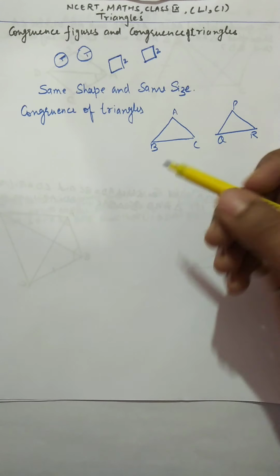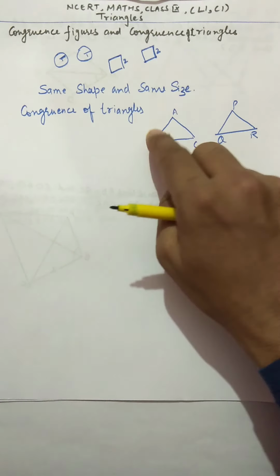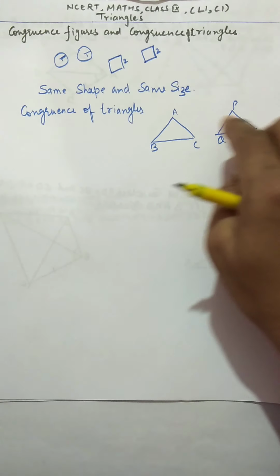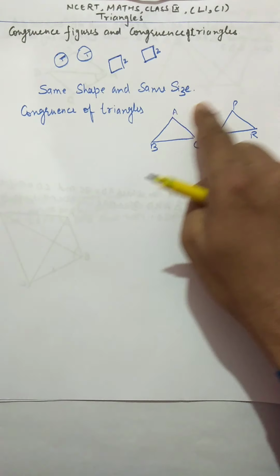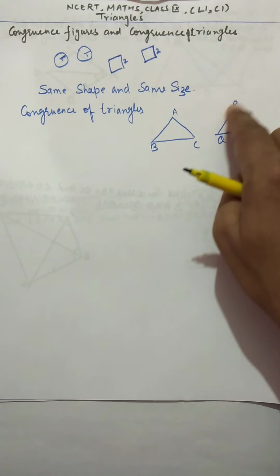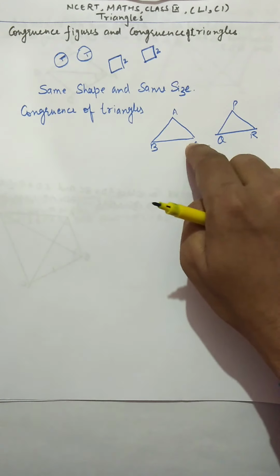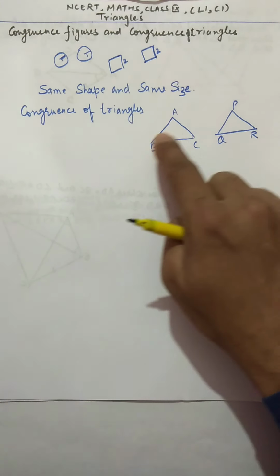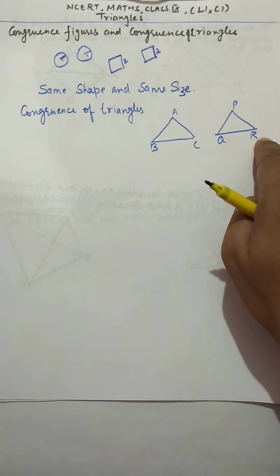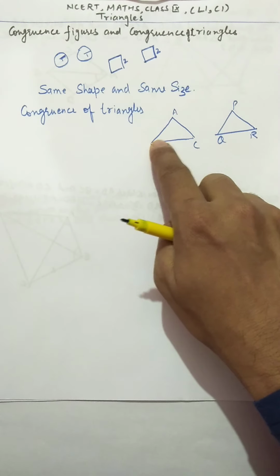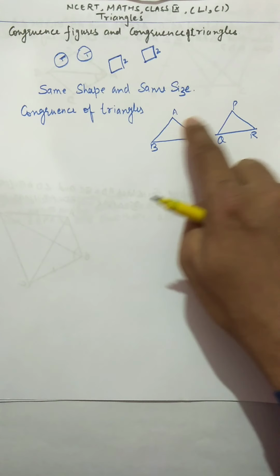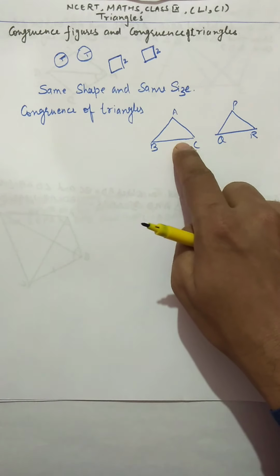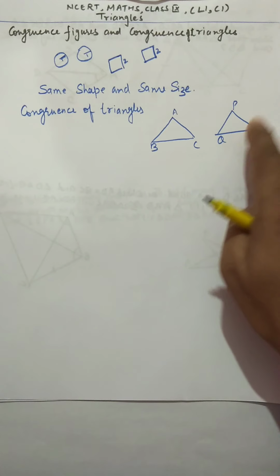Now if you keep this triangle and try to put PQR on ABC, that simply means that AB will be covered completely by PQ, AC will be covered by PR, and BC will be covered by QR. And angle B will be exactly equal to angle Q, angle A will be exactly equal to angle P, and angle C will be exactly equal to angle R.